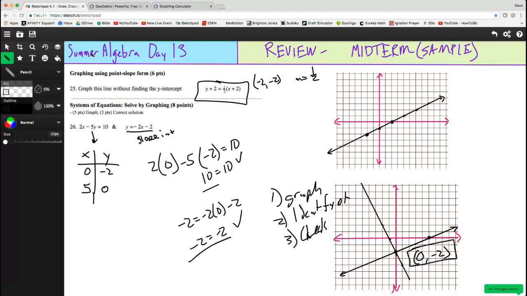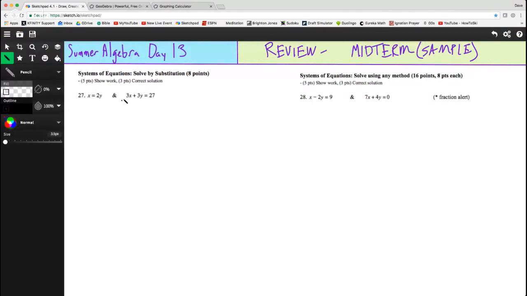Now let's move along. And this says solve by substitution. Well, what's the key here on substitution? Well, x is the one that's primed for substitution. So we're going to take this 2y and put it right in here for x. Get rid of the x here, and we're going to put our 2y in. We get 3 times 2y plus 3y equals 27. 6y plus 3y equals 27. 9y equals 27. y equals 3.